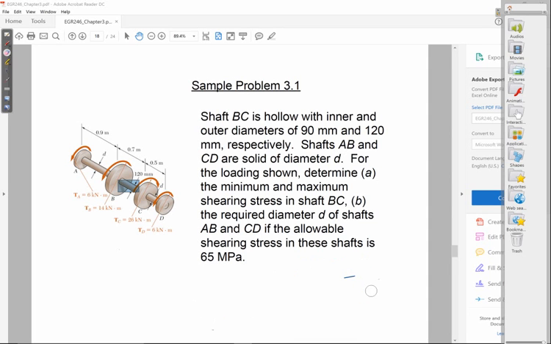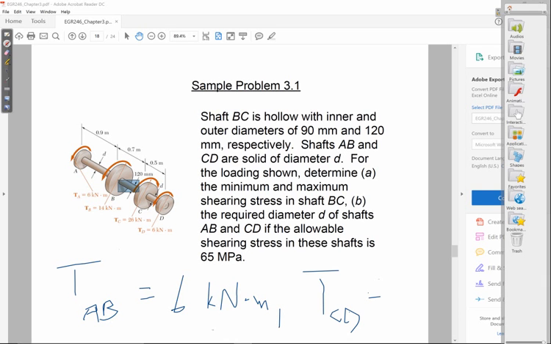So, let's start with AB. It's hard for me to write on this slide, so it's much easier when I have a blank slide. Before I go to a blank slide, let's first determine the internal torques. The torque in AB should be pretty obvious. It's 6 kilonewton meters. The torque in CD, if you look at it, is actually also equal to 6. So torque is 6 kilonewton meters. Allowable stress is 65 megapascals.